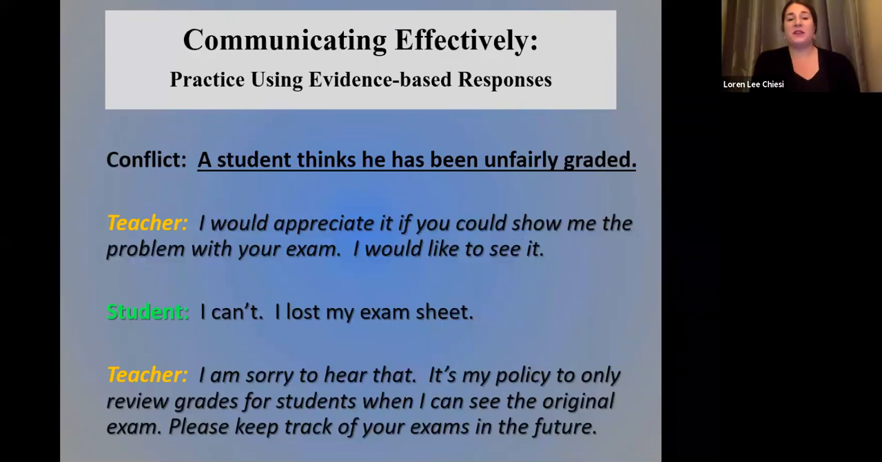Again, a similar type situation. The teacher immediately starts out with saying that she would like to see the exam. When the student cannot produce the exam, the first thing she says is, I'm sorry to hear that. So explain to the student that you're sorry that this happened. It's unfortunate. You can see that the situation is difficult for them. And then she very clearly goes into what her policy is. The policy is very clear. She only reviews grades for students when she can see the original exam. And that's a very fair statement. Then she just tells the student what the expectations are moving forward in the future if he wants his grades to be reviewed or if there's a disagreement about grades.